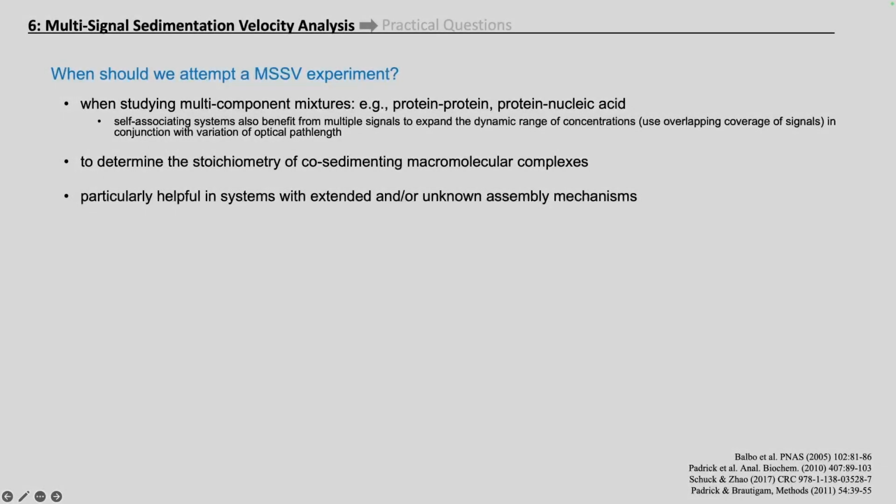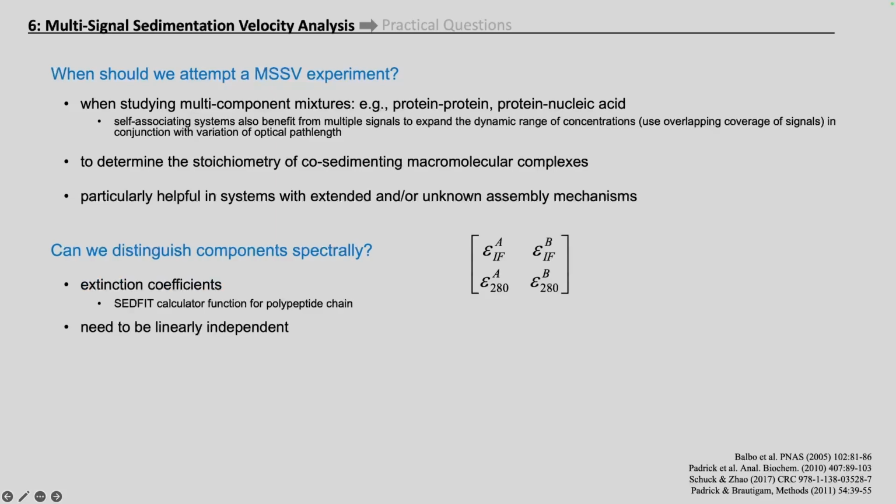In practice, when is it promising to do a multisignal experiment? Usually, this is a good idea when studying multi-component mixtures, not only protein-protein interactions, but also protein-nucleic acid interactions or interactions of other macromolecules. It can be a very direct method to determine the stoichiometry of protein complexes and is particularly useful when there are multiple coexisting complexes, potentially in a system with unknown assembly mechanisms. Frequently, we can get away without any labeling, and it's possible to predict that upfront.